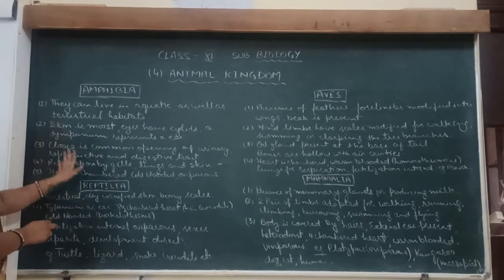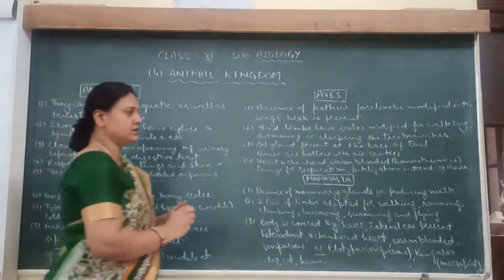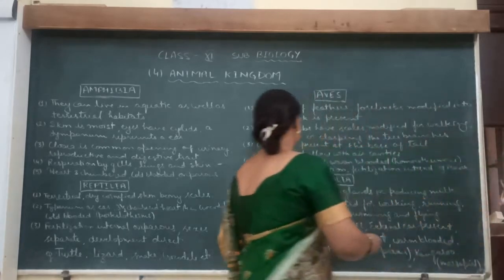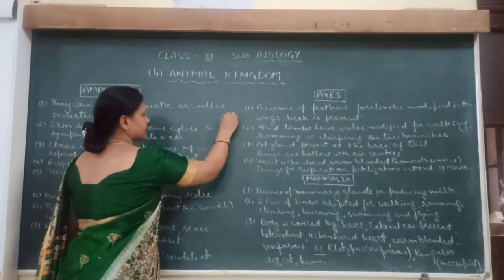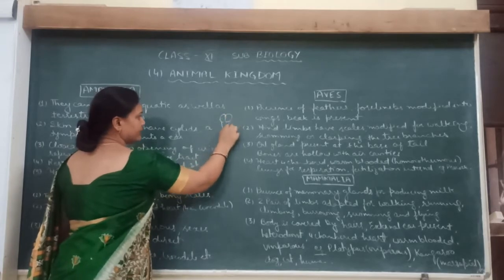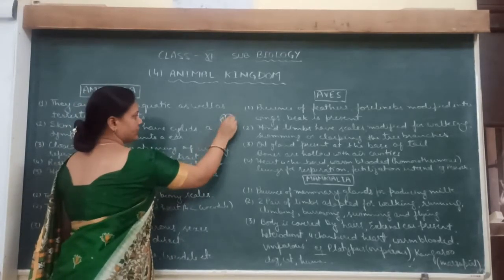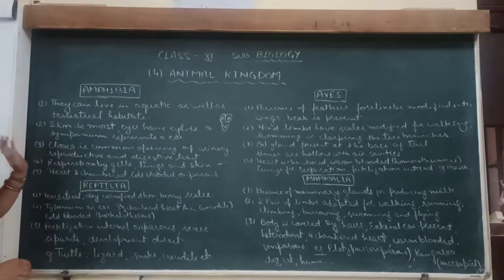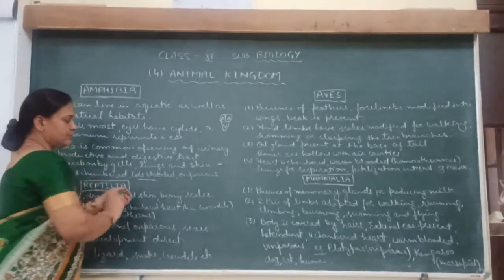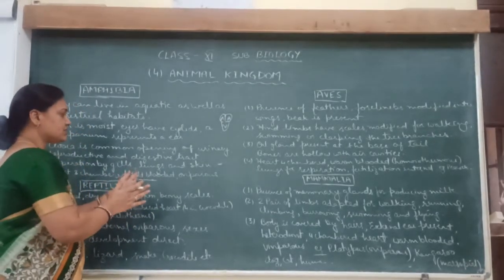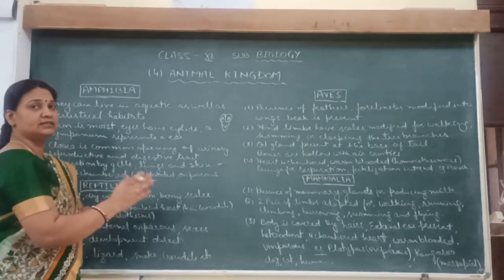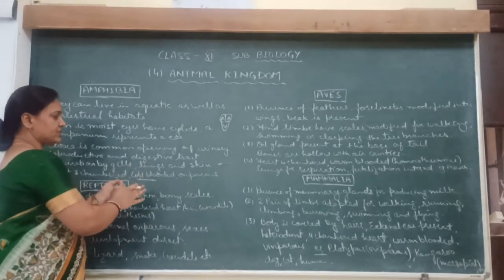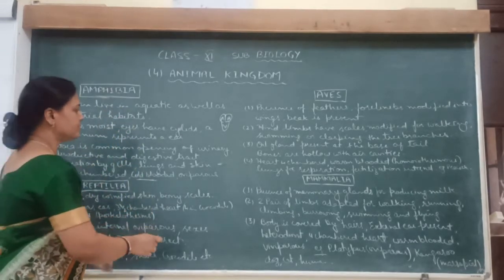And the heart is three-chambered. The heart of amphibians is three-chambered. Three-chambered means two auricles and one ventricle are present. These two are the auricles and one is the ventricle. They are cold-blooded. The meaning of cold-blooded is that their body temperature is not constant. The body temperature changes according to the weather condition. So hibernation and aestivation also occur in this amphibian group.